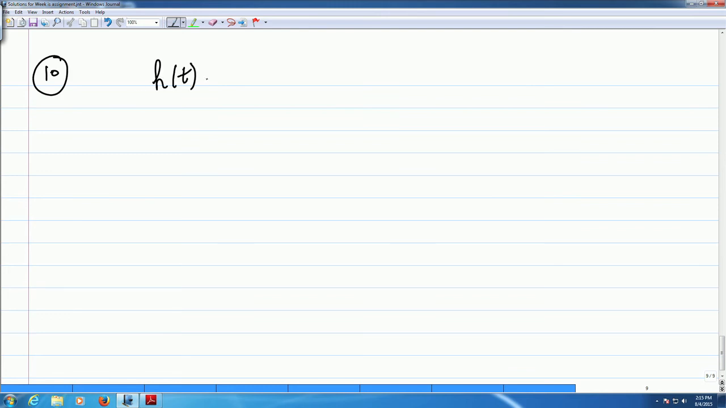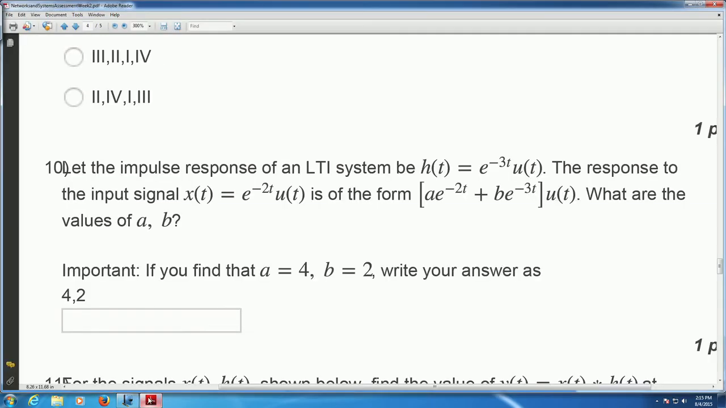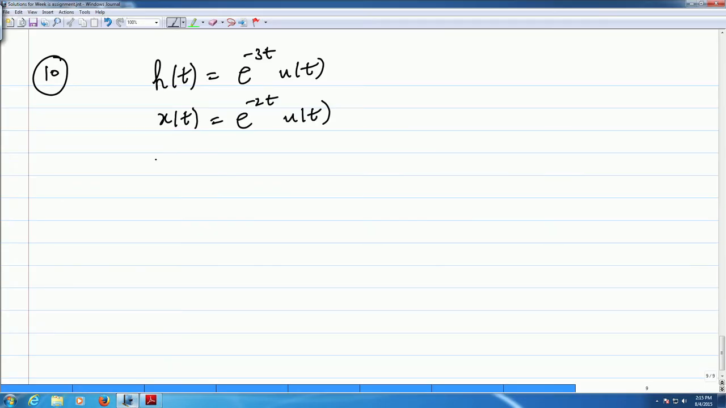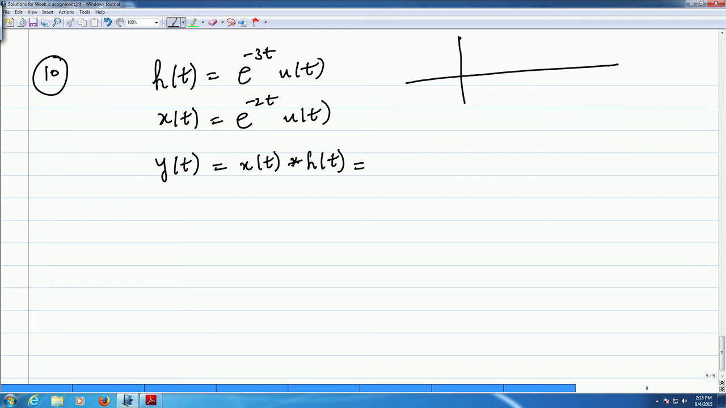The impulse response is given as e power minus 3t u of t, and then x of t is given as e power minus 2t u of t, and you simply have to compute the convolution, right. So, the response y of t is simply the convolution of x of t with h of t. You simply have to do the flip slip kind of operation. So, it is good to sketch these things. I always like to sketch these things one below the other in a suitable way, and then you will see what to do.